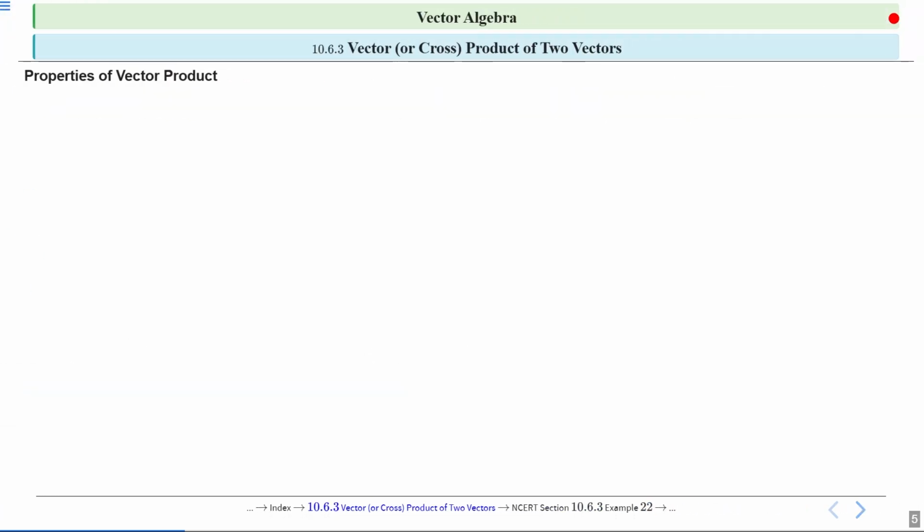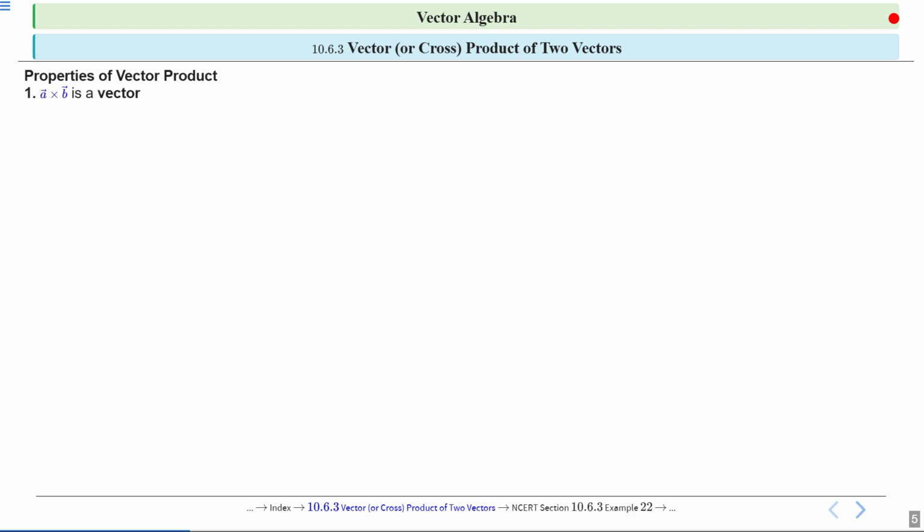So let's see the properties of the vector product now, also known as the cross product in vector algebra. We will look at how vectors interact when we use this operation, right? And what special rules and results come from it. Let's go through each property step by step.